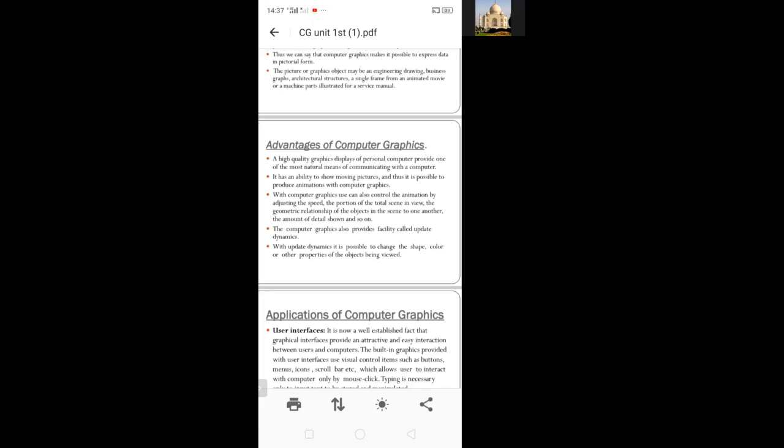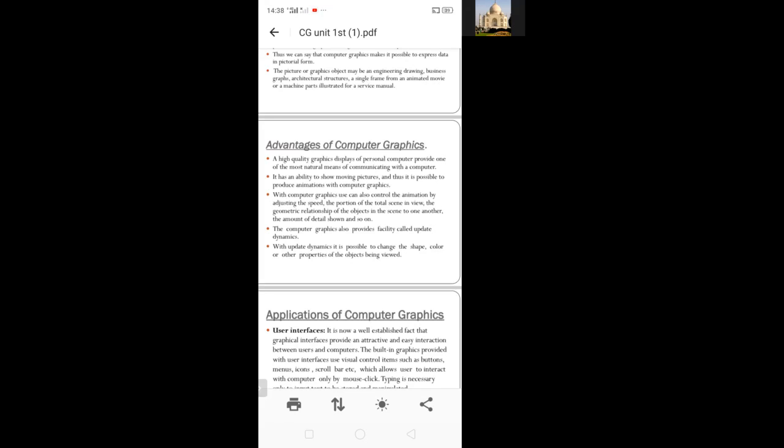The biggest advantage of computer graphics is in the field of animation, in the field of expressing things in a graphical way. Because it's obvious that if you're writing text like an essay, no one is going to consider your essay. Instead of that, if you put things in a graphical way, automatically people try to consider it, and people get attracted to that particular website. So that is nothing but the advantages of computer graphics.